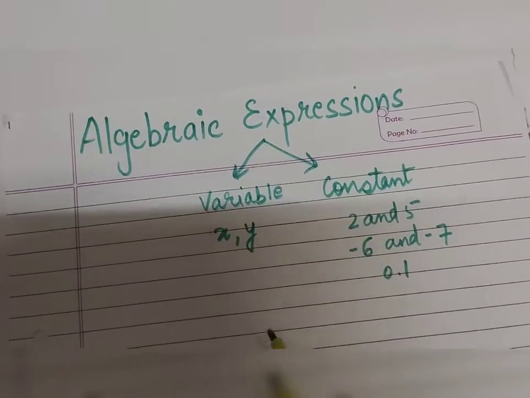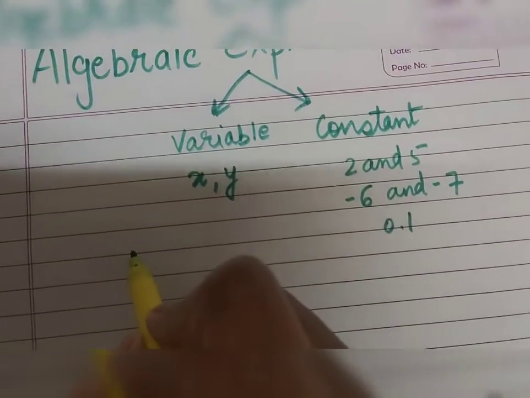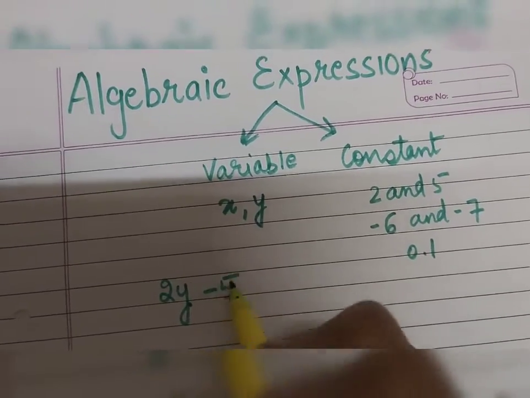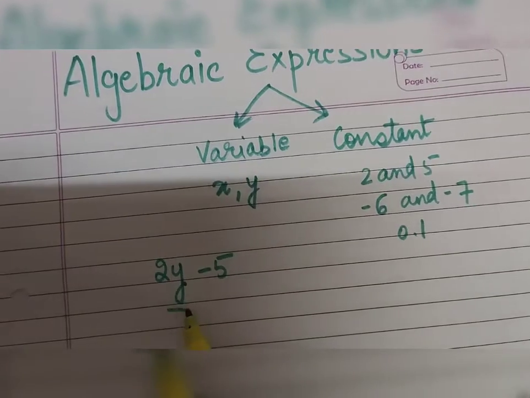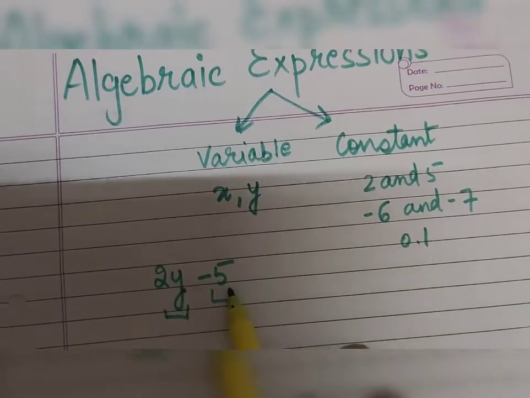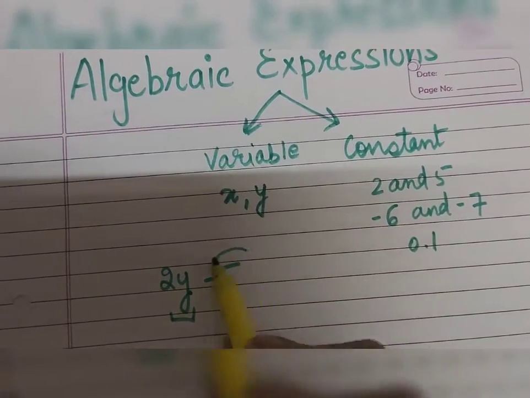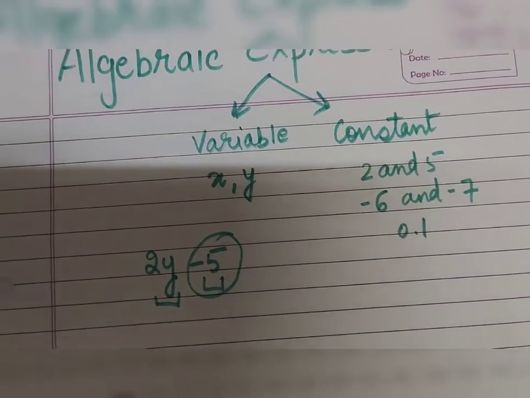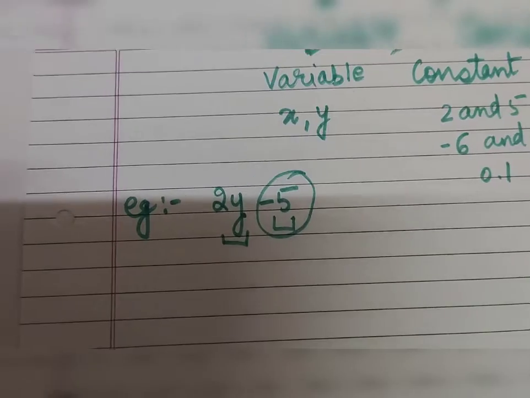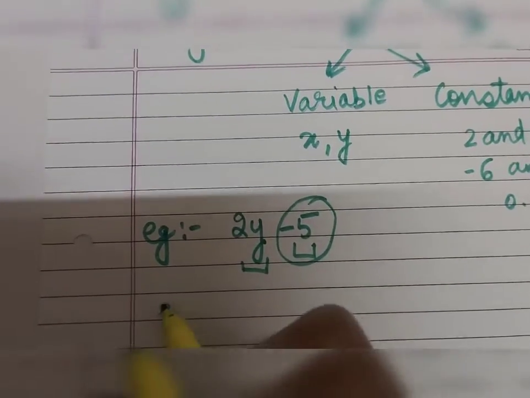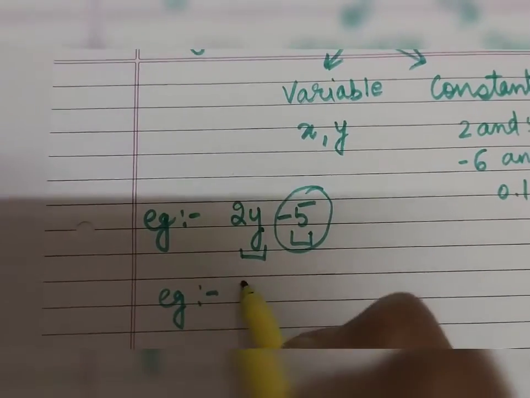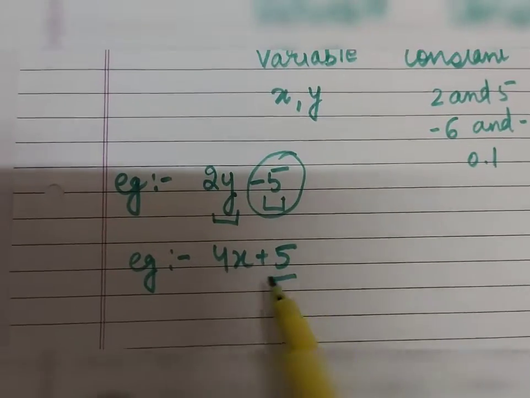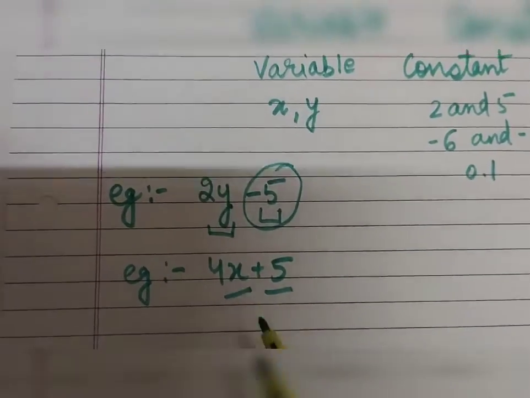Let's take some examples of an expression, like 2y minus 5. Here y is our variable and minus 5 is our constant. Constant means this cannot be changed. Minus 5 cannot become minus 6. Another example of an expression is 4x plus 5. These are our constants and this is our variable.